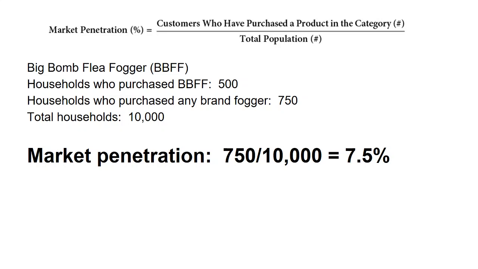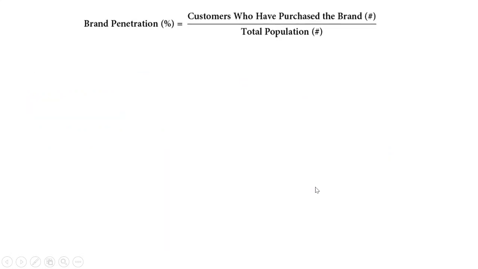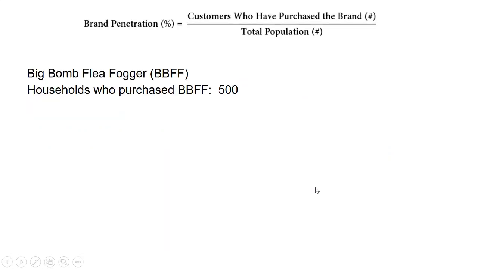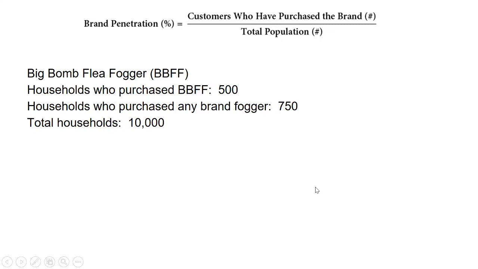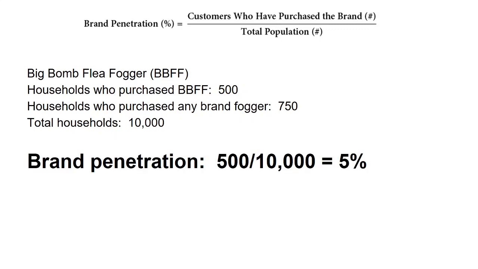I threw the Big Bomb Flea Fogger number in there just to make you think a little bit and figure out which number needs to go into this particular formula. Okay, brand penetration. This is where you're going to use that 500 instead of the 750. Here we're focused on what percentage of the population has purchased our particular brand. So instead of putting 750 over 10,000, you'll put 500 over 10,000. And that gives you 5%.